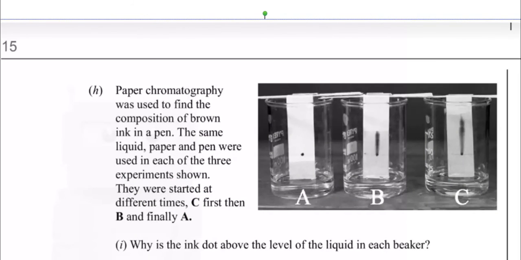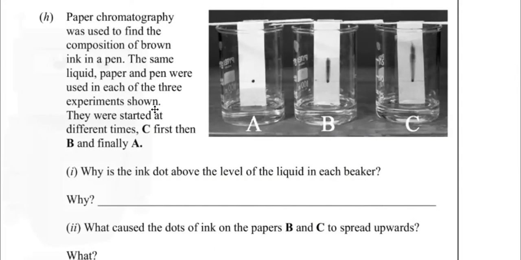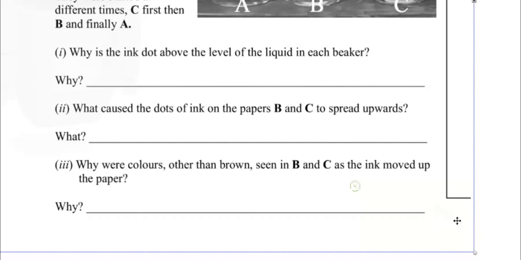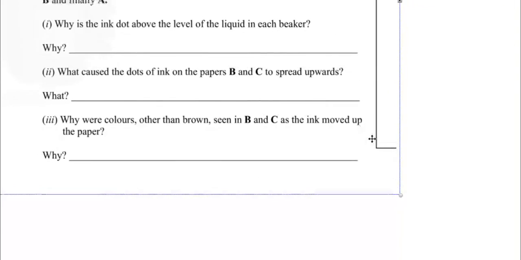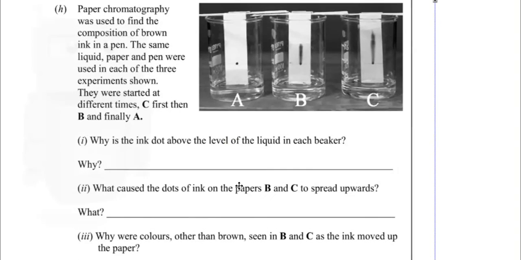Question 15. Paper chromatography is used. The same liquid, paper, and pens were used in each of the three experiments as shown. They started at different times, so first A, then B, and then C. I think the analogy I used for you guys was a bit like a surfer. Let's see if I can now scroll down. Nope, it doesn't let me scroll down anymore, which is really annoying.